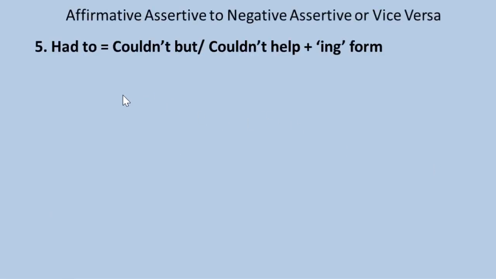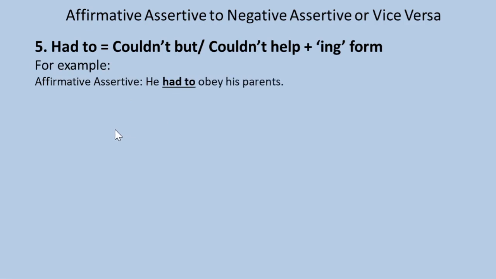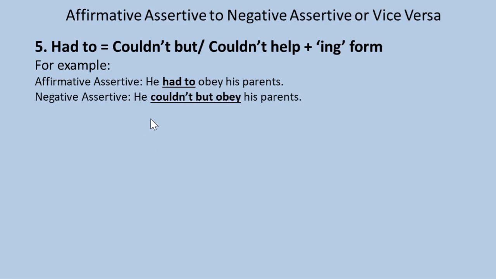Rule number 5: had to equals couldn't but or couldn't help, ing form of the verb. So we use had to instead of must. The past form of must is had to. For example, affirmative assertive: he had to obey his parents. Negative assertive: he couldn't but obey his parents, or he couldn't help obeying his parents. So had to is replaced with couldn't but, or had to is replaced with couldn't help, ing form of obeying.